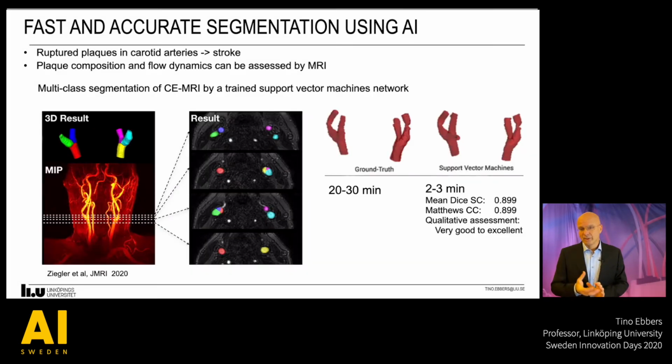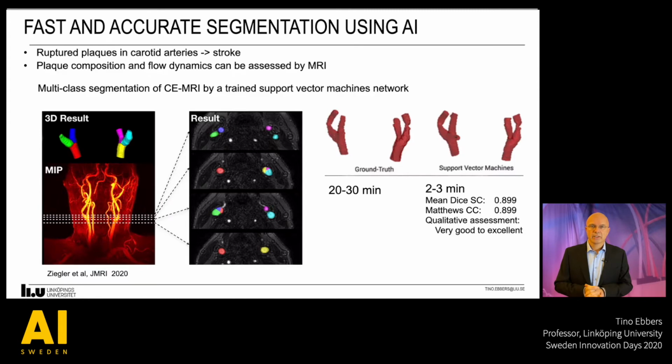For instance, the segmentation, which I talked to you about. So here I have an example from my group, in which we use it on the carotid arteries, the arteries that supply the brain with blood. Those are pretty prone to plaque, and if this plaque ruptures, you can get a stroke. So it's important that you understand that this is well understood and investigated. Important factors in this case are the plaque composition and the flow dynamics.